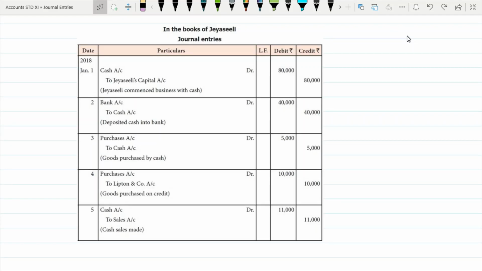In order to understand ledger posting in a better manner, I've just taken a problem from the internet. So what we shall do is we shall just try to understand how it is done. This is now in the books of J.S. Lee. I've just taken the journal entries. So let us understand, before we start, how many ledgers do we create? Now first thing, cash ledger. First one ledger we'll have to create. Secondly, J.S. Lee capital account. That means second ledger we'll have to create. Third, bank account.